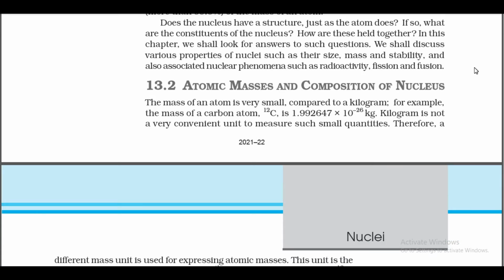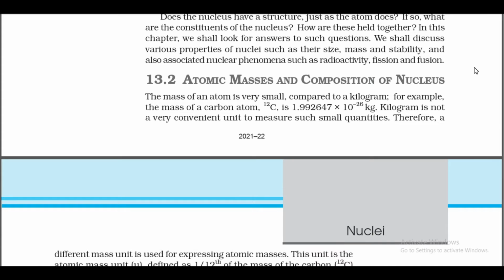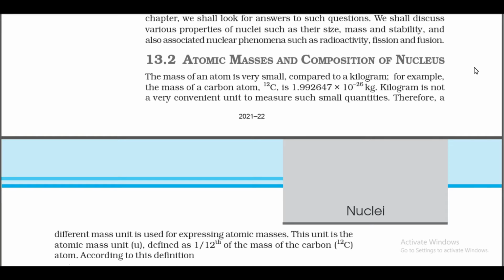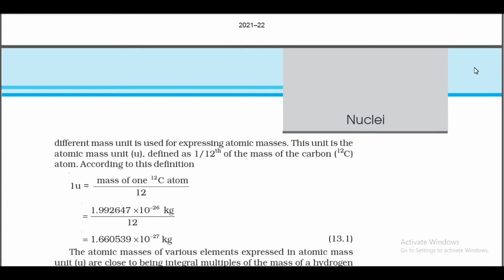13.2 Atomic masses and composition of nucleus. The mass of an atom is very small compared to a kilogram. For example, the mass of a carbon atom C12 is 1.992647 × 10^-26 kg. Kilogram is not a very convenient unit to measure such small quantities. Therefore, a different mass unit is used for expressing atomic masses. This unit is the atomic mass unit u, defined as 1/12 of the mass of the carbon C12 atom.